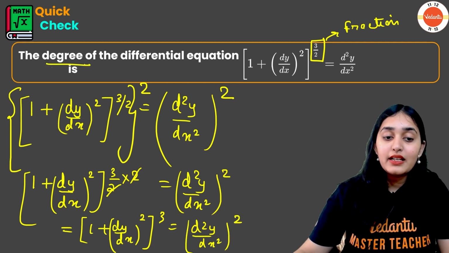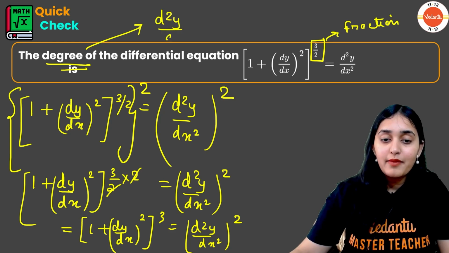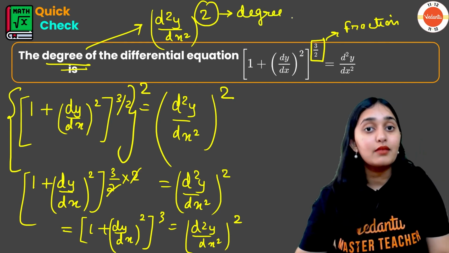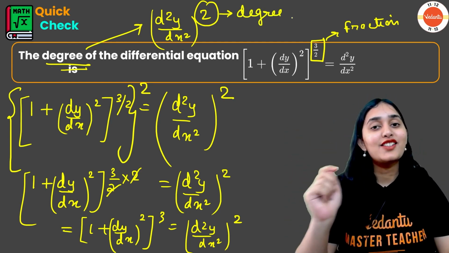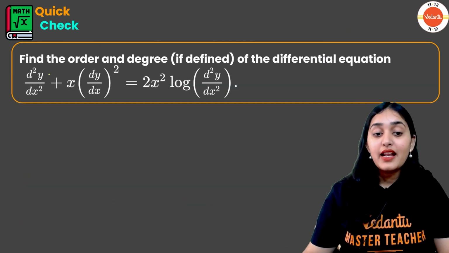So now what is the degree of this differential equation? Since d square y by dx square has power 2, this is the degree of the differential equation, because it is the power of the highest order derivative. Simple. Okay.